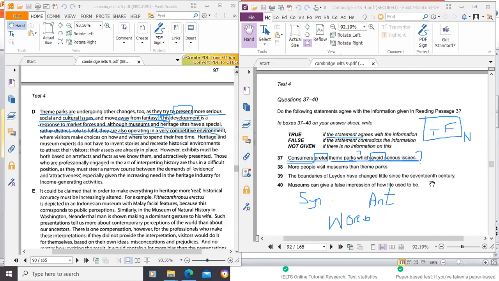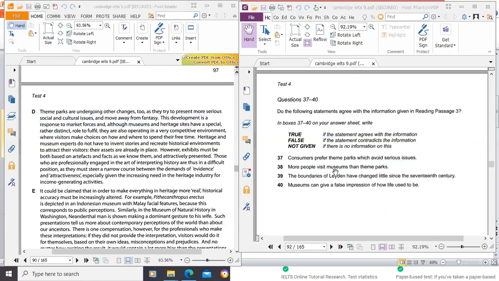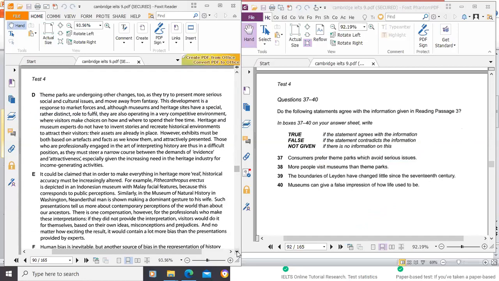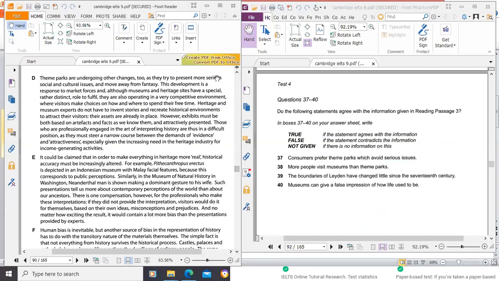Yeah, I'll look for a material on that. So now let's move on to the next one. We say more people visit museums than theme parks. More people visit museums than theme parks. Now, I don't think there is anywhere we have such a statement. I don't think so.